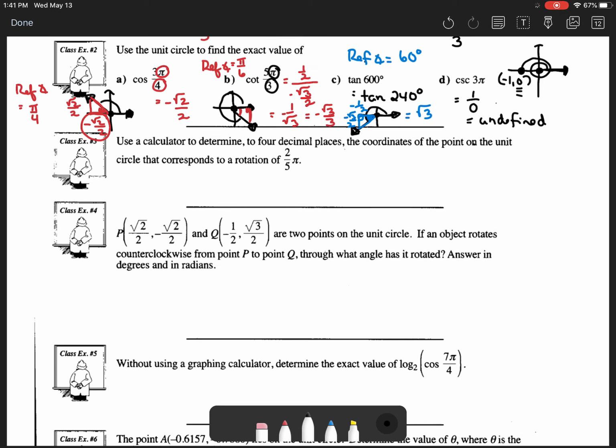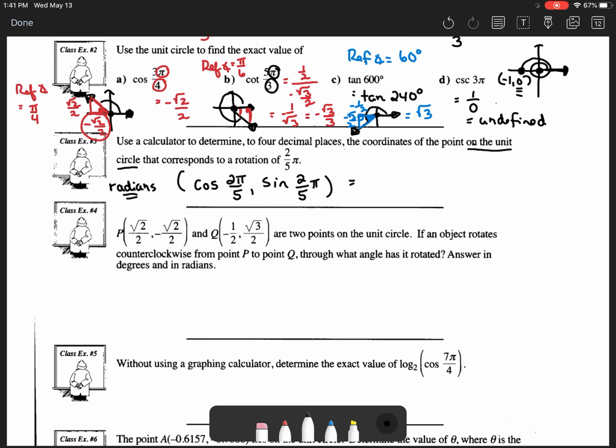Next, use a calculator, okay, our favorite phrase to see, to determine to 4 decimal places the coordinates of a point on the unit circle that corresponds to a rotation of 2 over 5 pi. Now the reason I highlight that is because we learned that cosine is the x, so cosine of 2 pi over 5, and sine is the y, so sine of 2 pi over 5. Now, this is going to be in radians.